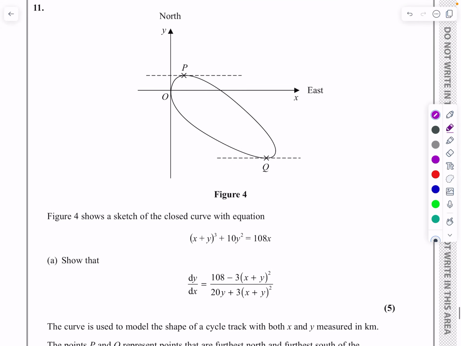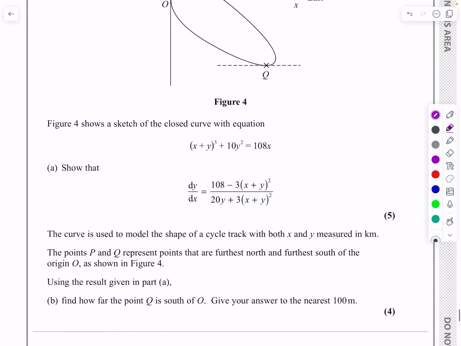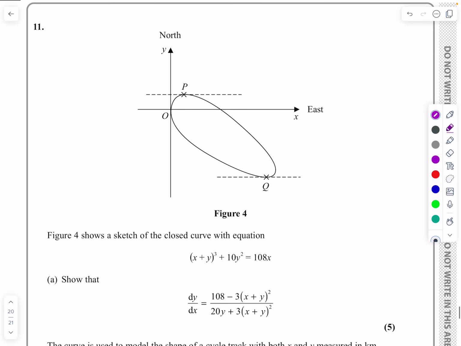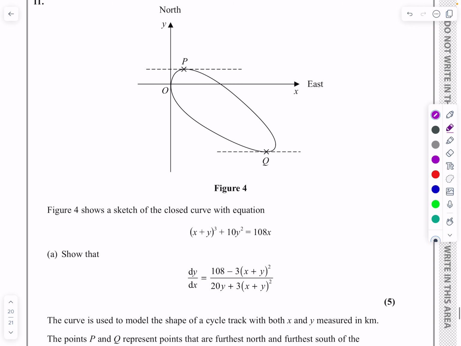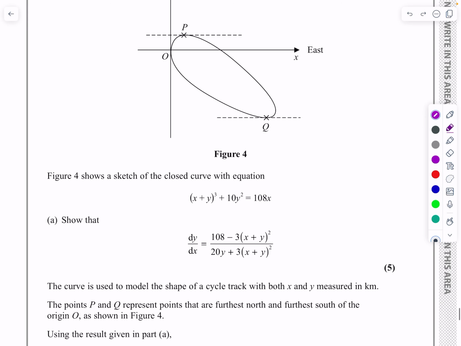Okay, this is the P4 paper from October 2022. It's question number 11, and this is a differentiation question, and in particular, it's implicit differentiation that we're going to be looking at. Looks like quite a strange question to start off with, but I'm only going to focus on part A because it says, given that this is the sketch, can we show dy by dx?